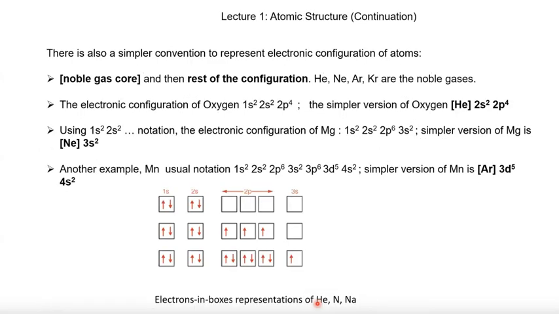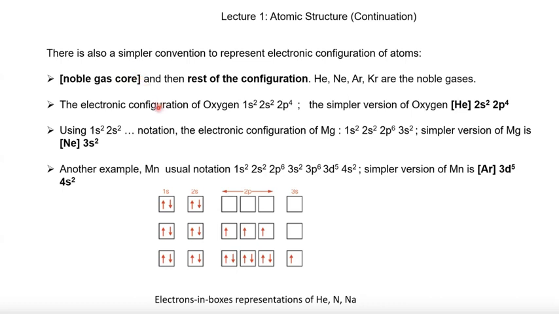Next slide. We say there are many conventions to write electronic configuration. One is, as I said, 1s2, 2s2, etc. And another one is a shortened version, where we have a noble gas core. And noble gases are helium, neon, argon, krypton. So if we write the noble gas core in square brackets, and then the rest of the electrons.